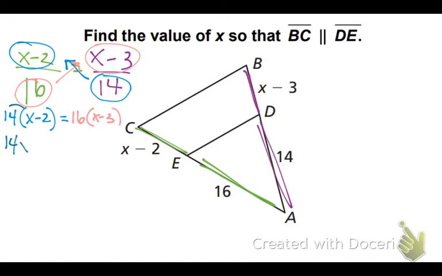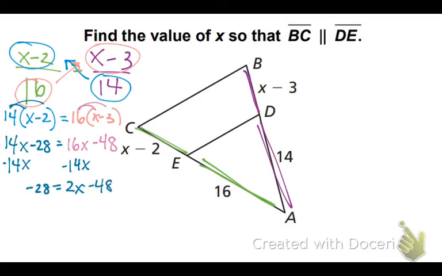Distribute, so I'll get 14x minus 28 equals 16x minus 48. Subtract 14x. Sorry, y'all, I told you we have to speed it on up. Add 48. What's 48 minus 28? 20 equals 2x, so x equals 10.